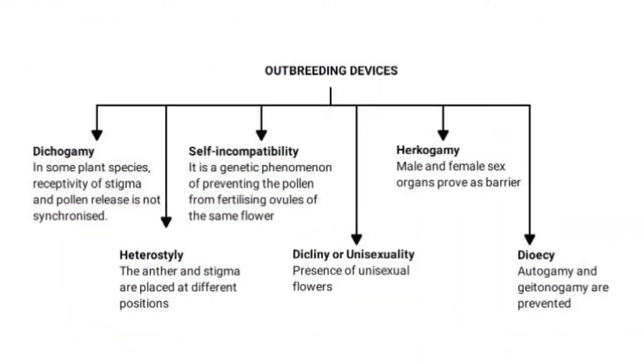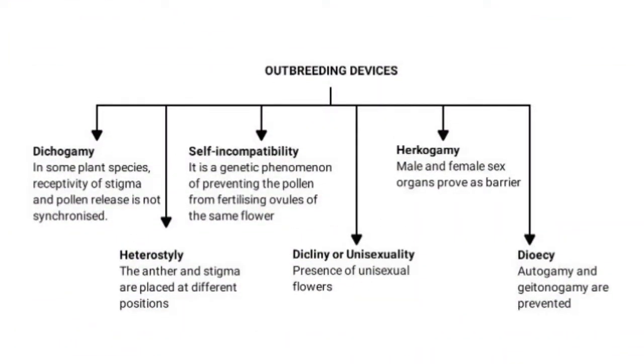The third one is what? Self-incompatibility. Self-incompatibility means what? It is a genetic phenomenon which prevents the pollen from fertilizing the ovules. How? By preventing pollen germination or pollen tube growth.